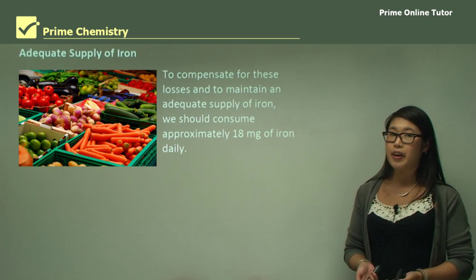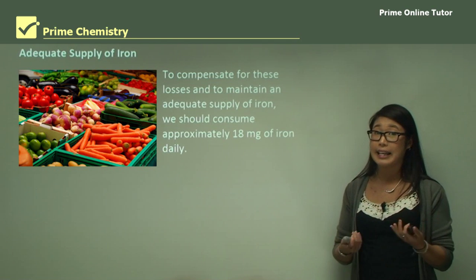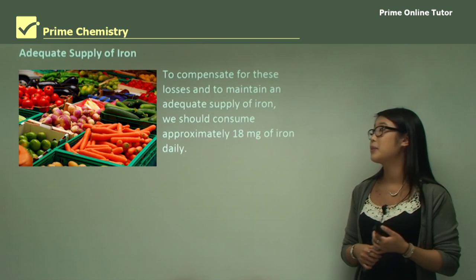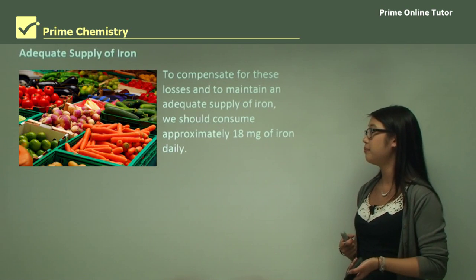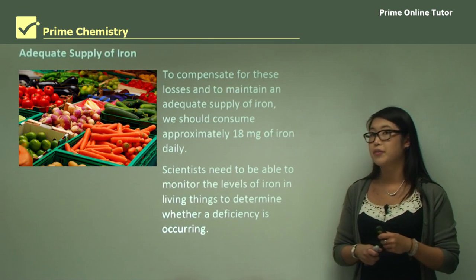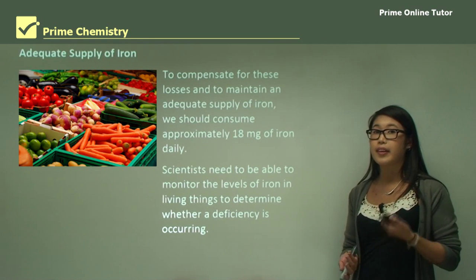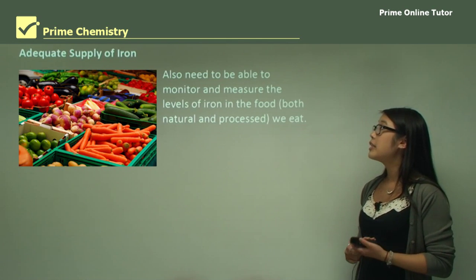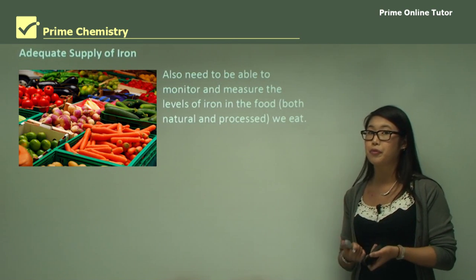So because we're losing a lot of iron from all these processes, we need to make sure we compensate. Usually what we do is we eat our sources of iron. In our food, we should approximately consume 18 milligrams of iron a day. Otherwise, we'll be deficient in iron. So scientists need to be able to monitor the levels of iron in living things to determine if we have a deficiency or not. If we have a deficiency, then our normal processes can't occur and we can get really sick. We also need to be able to monitor and measure the levels of iron in the food so we know how much of that type of food we need to eat.